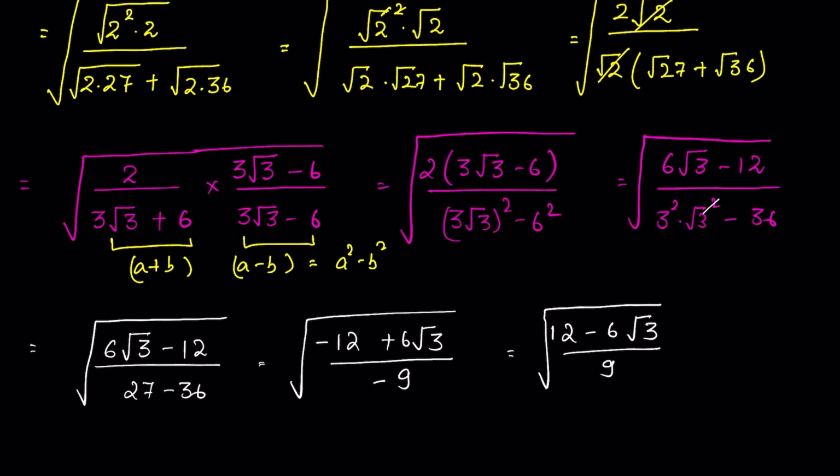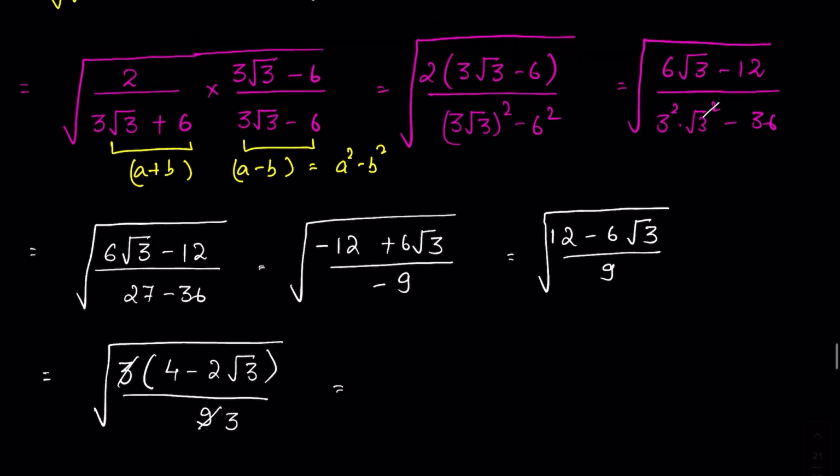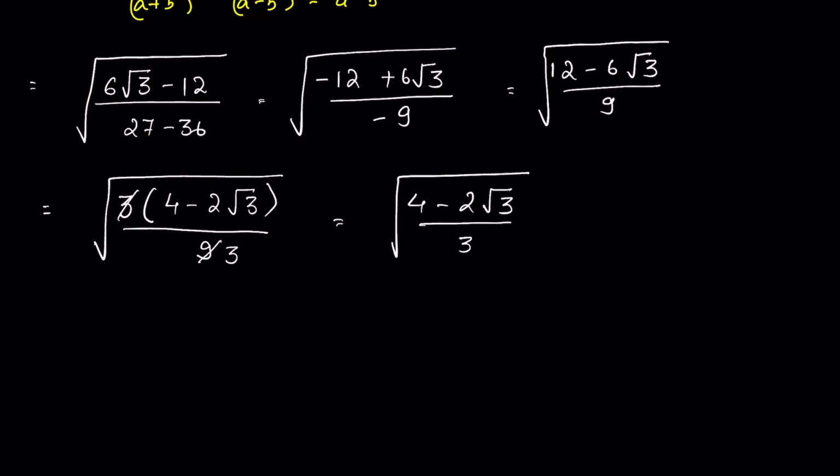We can take 3 common here and write 4 minus 2 times square root of 3 upon 9 under square root. Now 3 times 3 is 9, so this is equal to 4 minus 2 times square root of 3 upon 3 under square root, or this we can write 4 minus 2 times square root of 3 under square root upon 3 under square root.